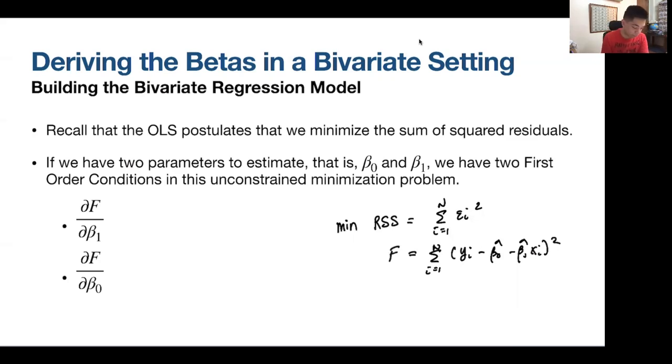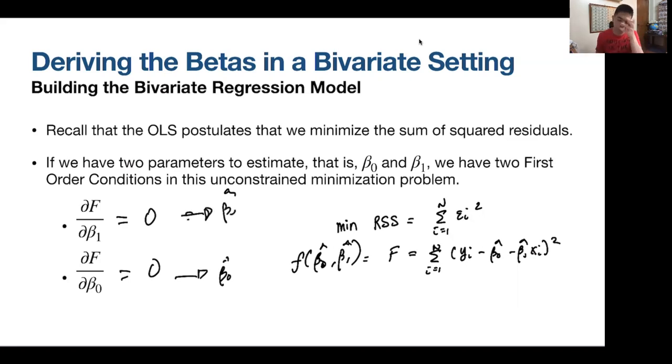Let's call it f. And it just so happens that this function is a function of both beta naught hat and beta 1 hat. So we're going to essentially use these two first order conditions and equate them to 0. We use this one to solve for beta naught hat, the optimal one, and this one to solve for beta 1 hat, the optimal one. So we're going to use these FOCs to derive what ends up being the value of beta 0 and beta 1. Okay, so let's derive beta 0 first.